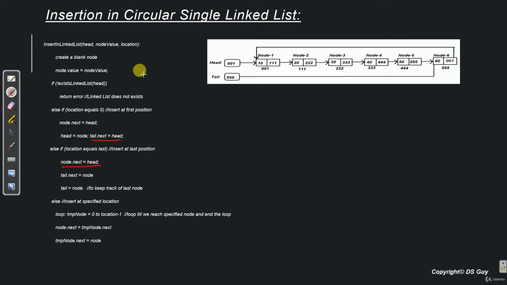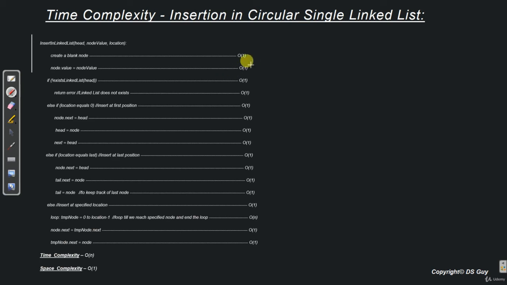Now let's see what is the time and space complexity of this algorithm. Creating a blank node and inserting a value in it is a constant time operation. Checking if the linked list is available or not is again a constant time operation. If we want to insert the node at the first position, then all we have to do is update a few reference variables. Again, all of them are constant time operations. In case we want to insert at the last location, still we have to update only a few reference variables. So once again it will be a constant time operation.